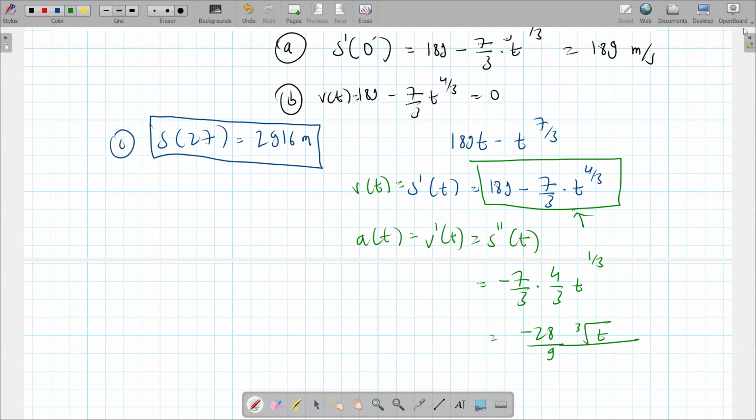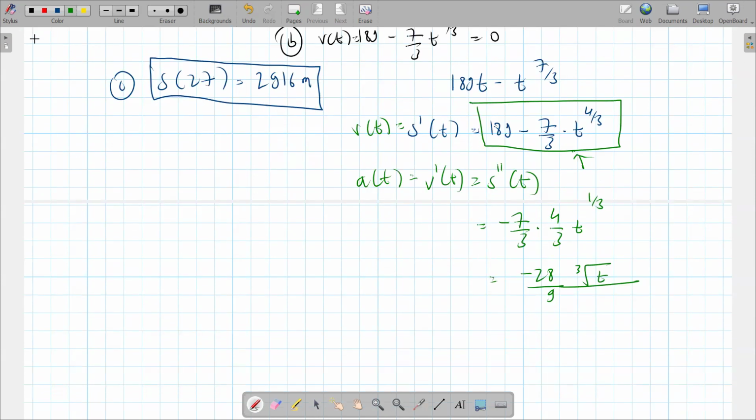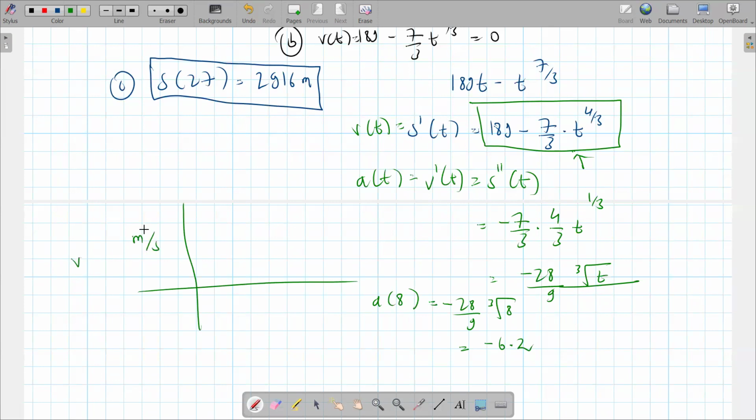And the question is asking us 8 seconds, right? And it said deceleration. Deceleration means negative, so we're expecting a negative answer here. So a of 8, let's plug 8 in there. What's the cube root of 8? It's 2. So the answer I get here is negative 6.2. And again, remember, acceleration is the slope of velocity versus time. What will be the unit?